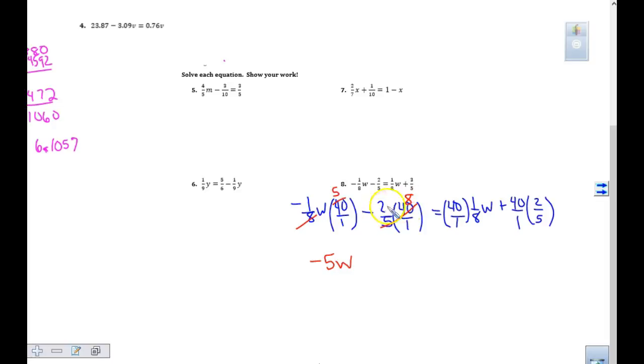I am not just putting down the 2 or the 8, it is 2 times 8, which gives me a -16. Equals. 8 goes into 40, again, 5 times. 5 times 1w gives us 5w. Plus 5 goes into 40 8 times, 16. And the most common mistake that I'll have people tell me is that there is no solution or all real numbers for this one.